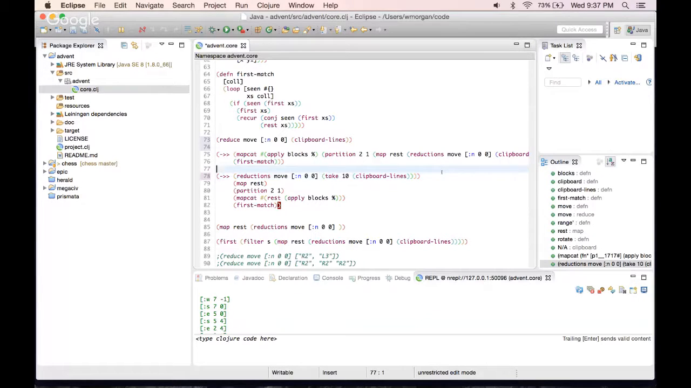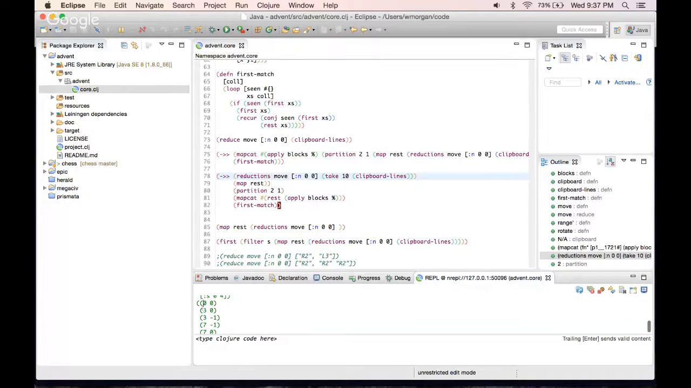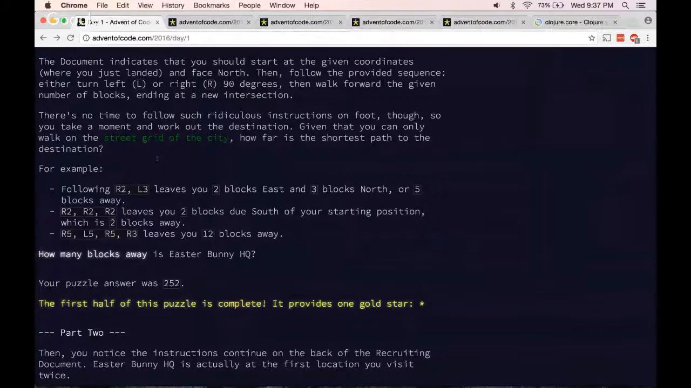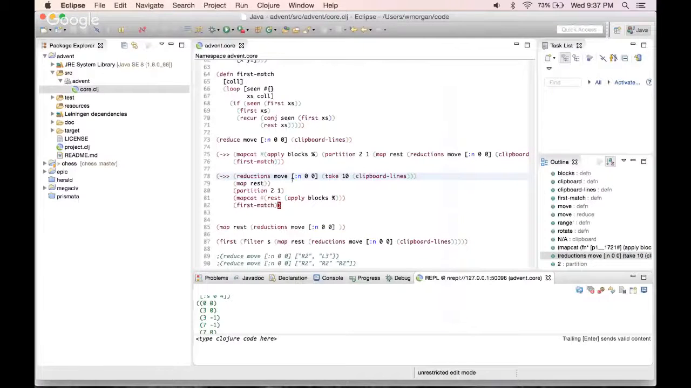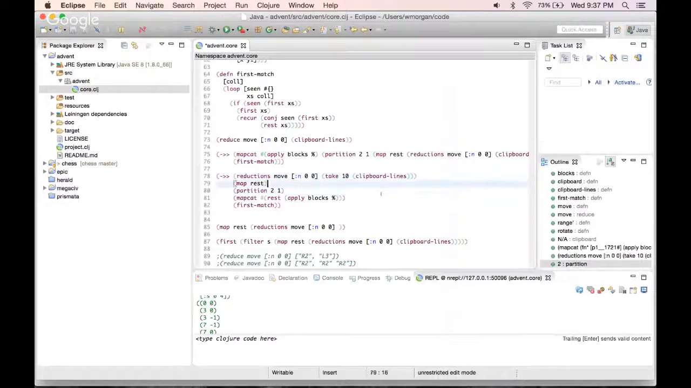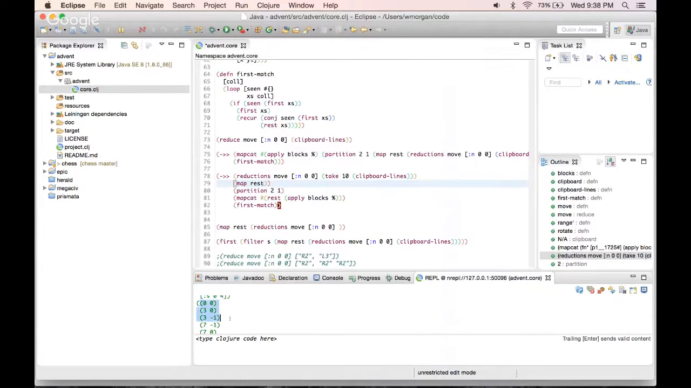Okay, so what we can do with this is map a rest to it, and that gives us basically the list of all of our locations after following each of these instructions. Then we can break them up. This by itself was what I started with, and I basically said, here's a list of all of our locations. What is the first one of these that's duplicated? And the program came back and said those locations are never duplicated.